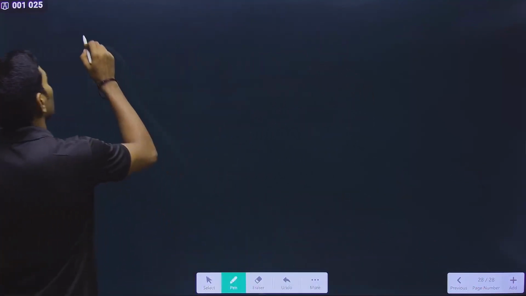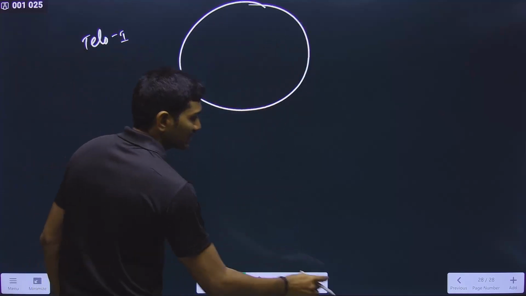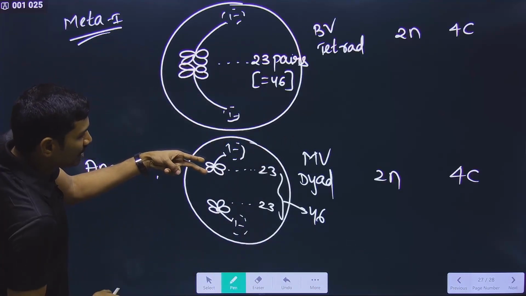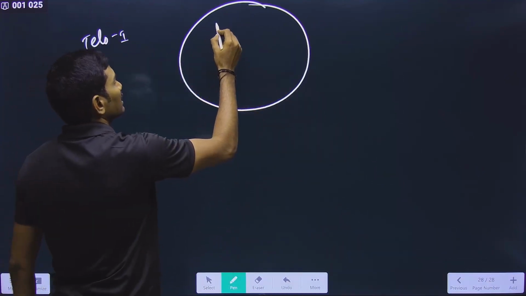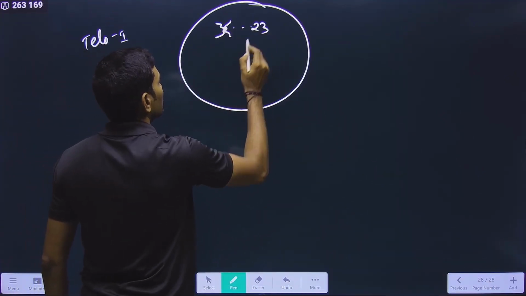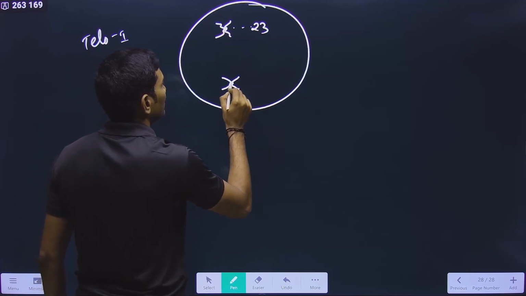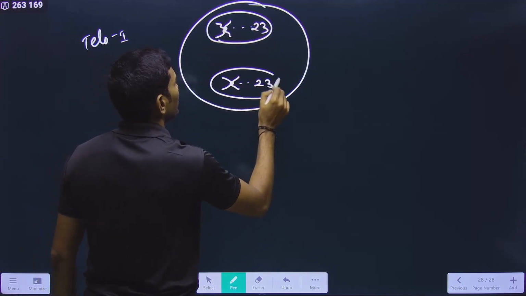Next one is telophase 1. In telophase 1, what happens? Observe carefully. Dyad chromosomes, 23 on each side. But here they will become thread-like. Thread-like dyad chromosomes, 23 on each side. Nuclear membrane will be formed around this.